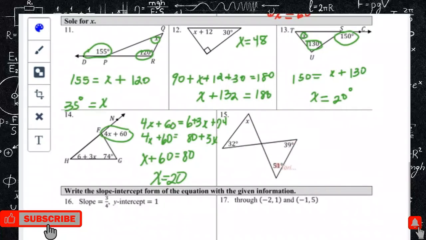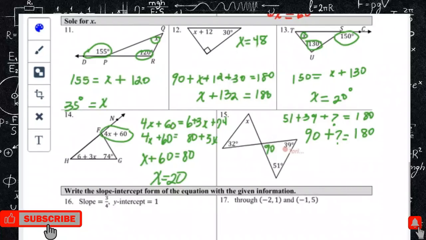This one I at least have two. If I have two, I can find the other one because I know all three have to add to be 180. So we can do 51 plus 39 plus, I'm going to say question mark for unknown. I don't want to use x because x is right there, equals 180. So 51 plus 39 is going to give me 90. 90 plus question mark is 180. I think we know that. 180 minus 90 is 90. So this angle is 90.